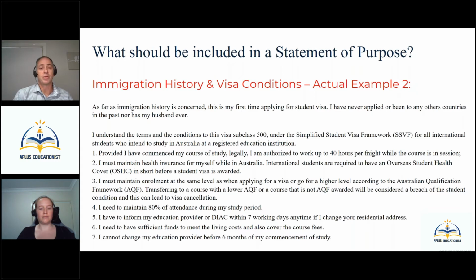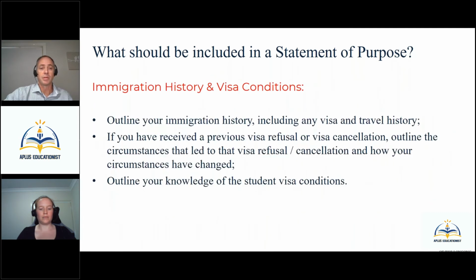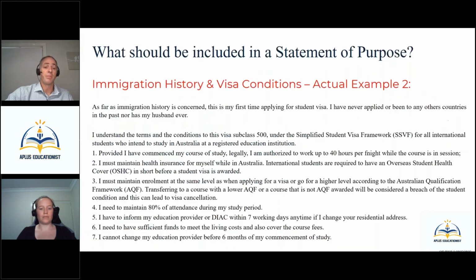So probably the one point to touch on here that doesn't show in either of these examples is if the student has, sorry, I'm just going to go back a couple of slides. If they have had a previous visa refusal, outlining the circumstances that led to that refusal. So the more information we can get in relation to that, the better. And getting that information up front definitely helps us as well. So we encourage students, if they have received previous visa refusals, to be completely upfront about that. Provide as much information that you can.